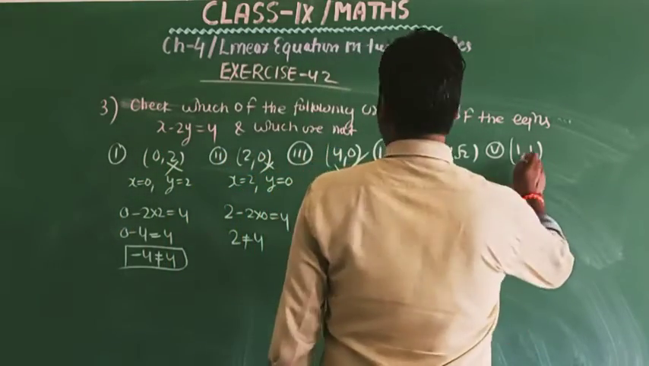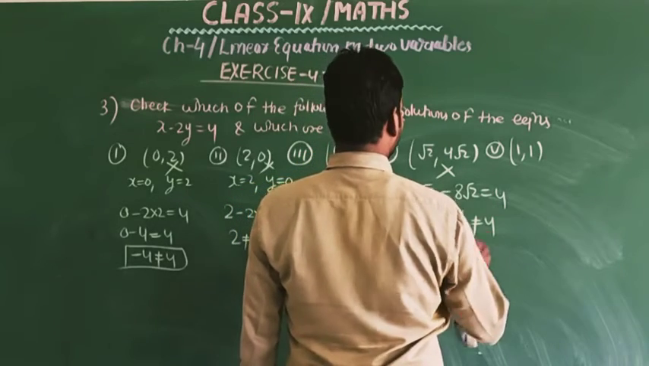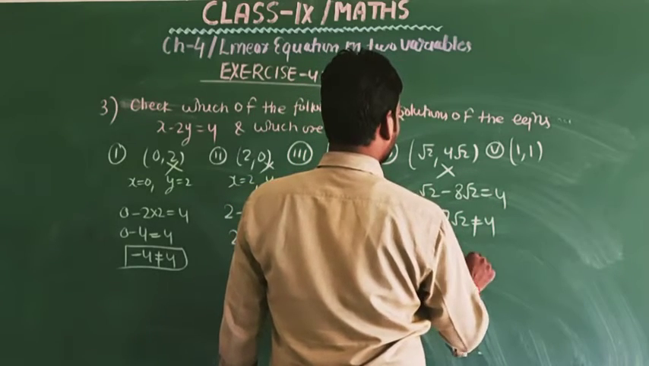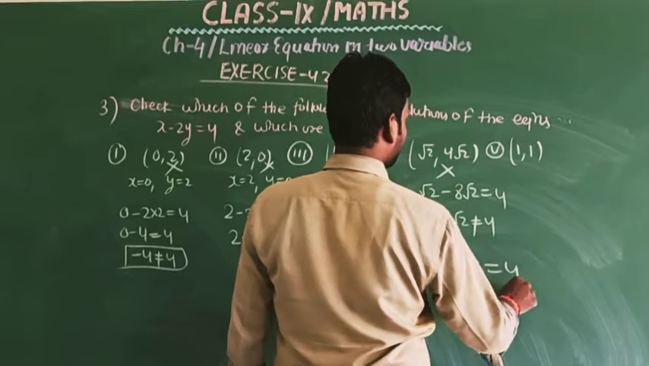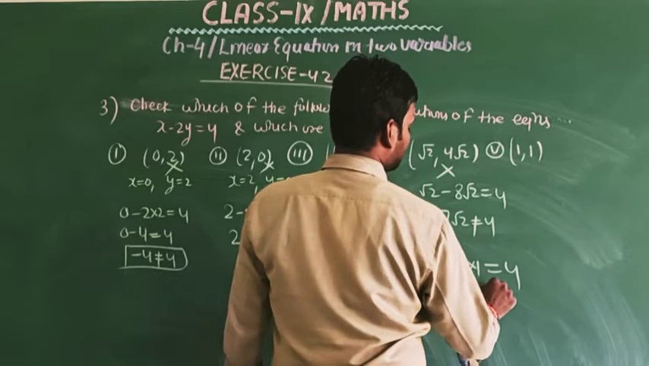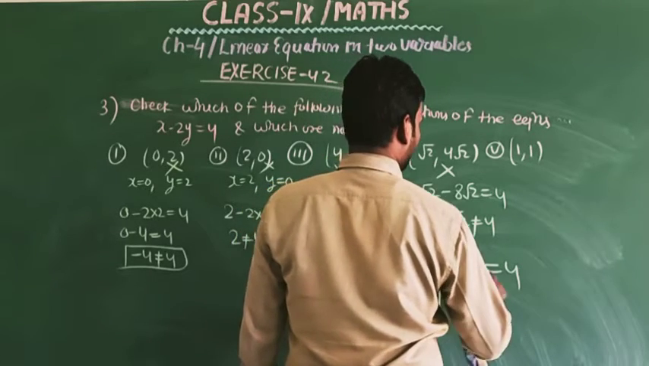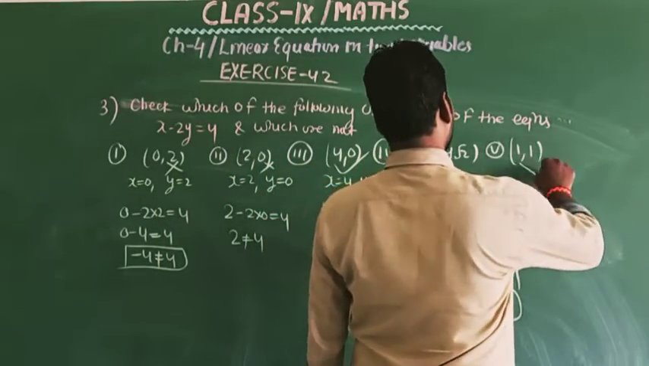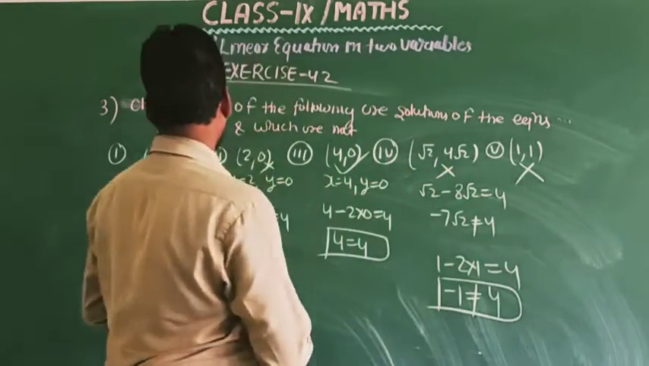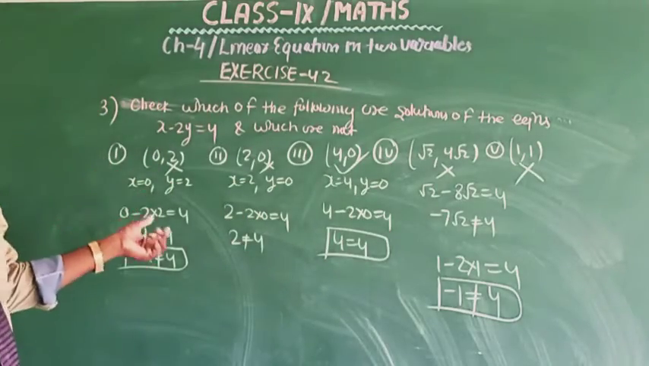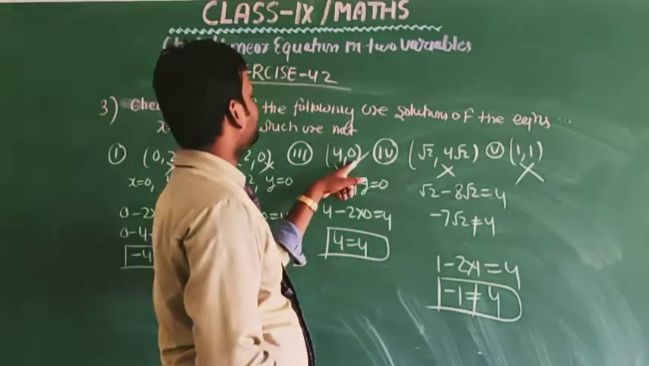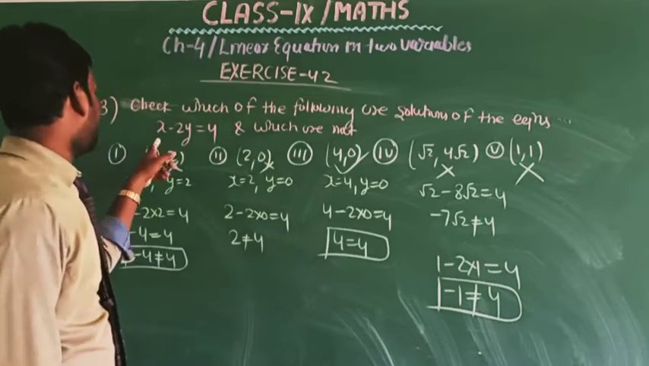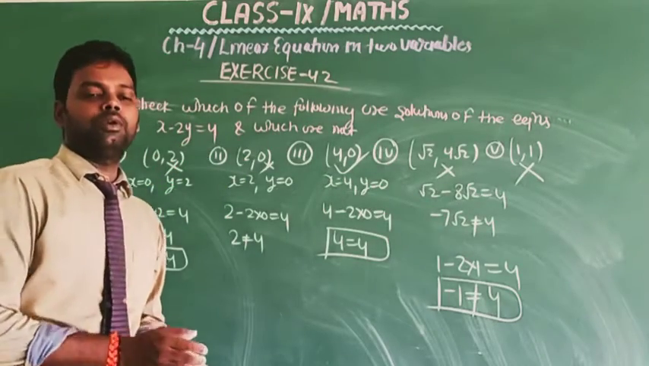Next 1, 1. So 1 minus 2 into 1 equal to 4. This is minus 1 equal to 4. This minus 1 is not equal to 4. Again 1, 1 is not a solution. So here we have verified that 4, 0 is the only solution of x minus 2y equal to 4.